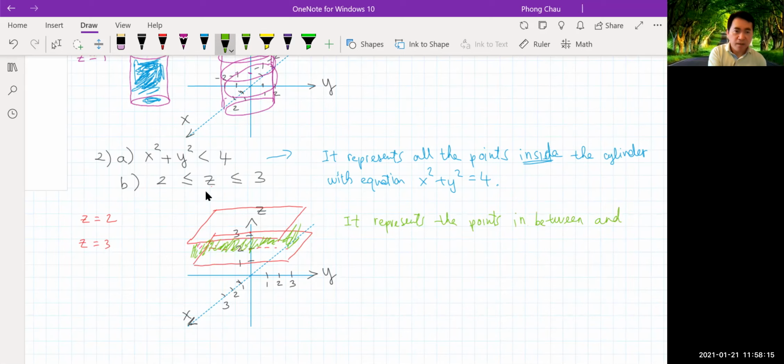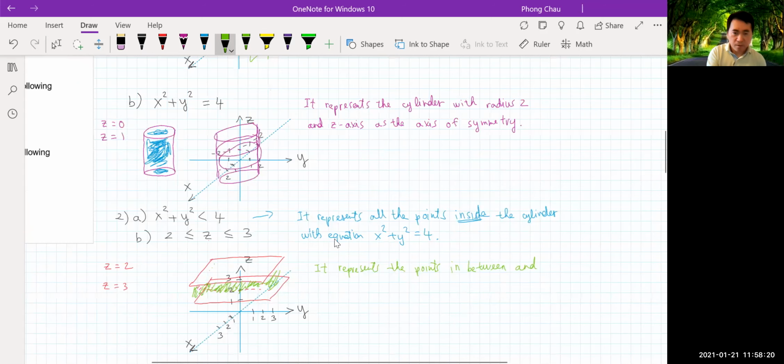and now here's the difference. I have z equal 2 and z equal 3. So that means all the points on the planes z equal 3 and z equal 2 actually count. All of them count because it's an equal sign. So not just in between, but on the planes z equal 2 and z equal 3, actually on the horizontal planes to be precise.